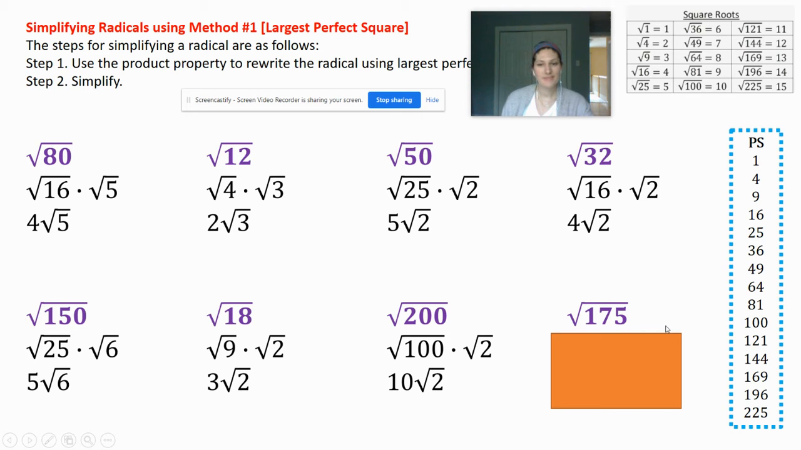Next up, square root of 175 falls right here. Work backwards. Find the biggest perfect square factor that you can find. The biggest factor that goes in is the number 25. 25 times 7 gives you 175. Square root of 25 is 5. So I end up with 5 root 7.